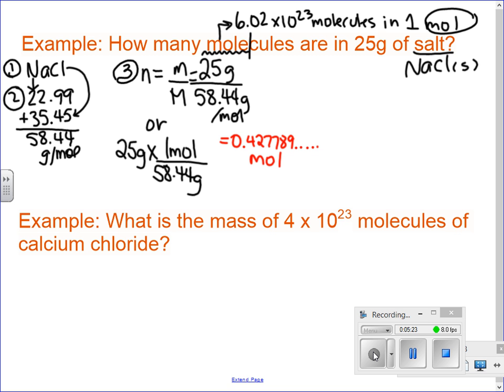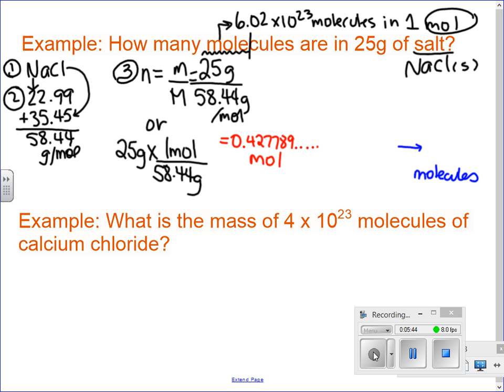Now here's where I have to add something. This question did not ask me how many moles there are. It asked me how many molecules. I started by calculating how many moles, and now I'm going to take that to molecules.